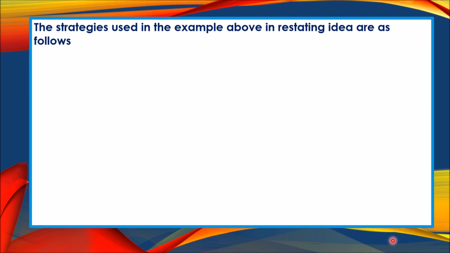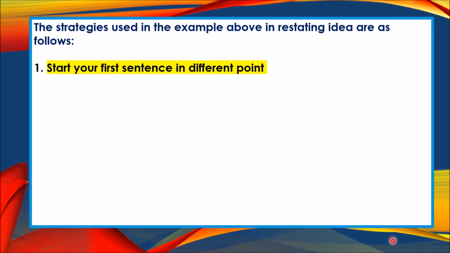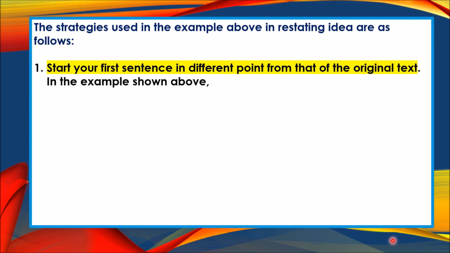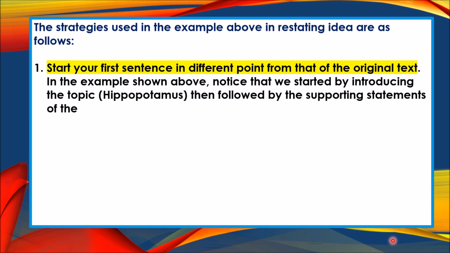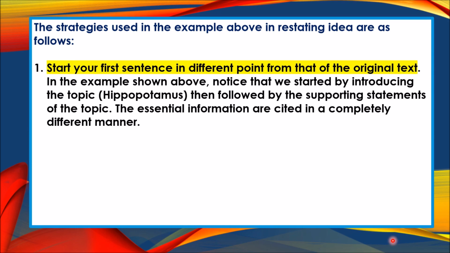The strategies used in the example above in restating ideas are as follows. First, start your first sentence in a different point from that of the original text. In the example shown above, notice that we started by introducing the topic about hippopotamus, then followed by the supporting statements of the topic. The essential information are cited in a completely different manner.